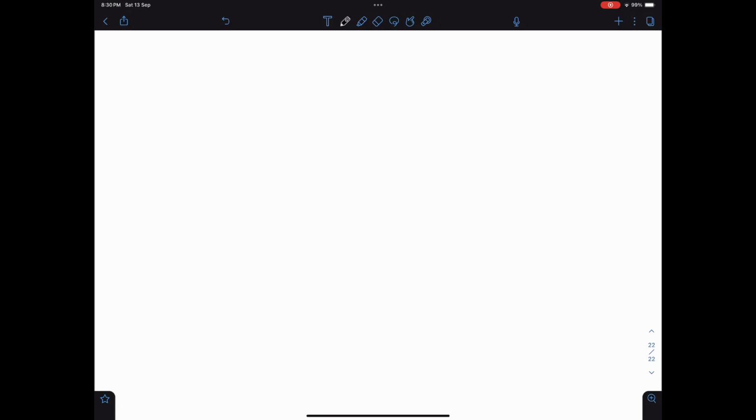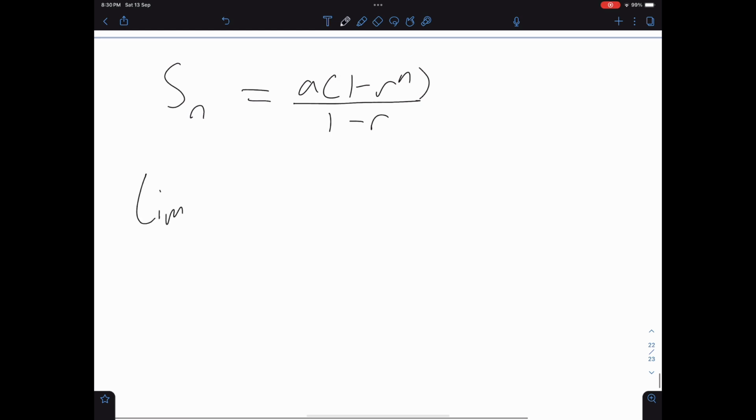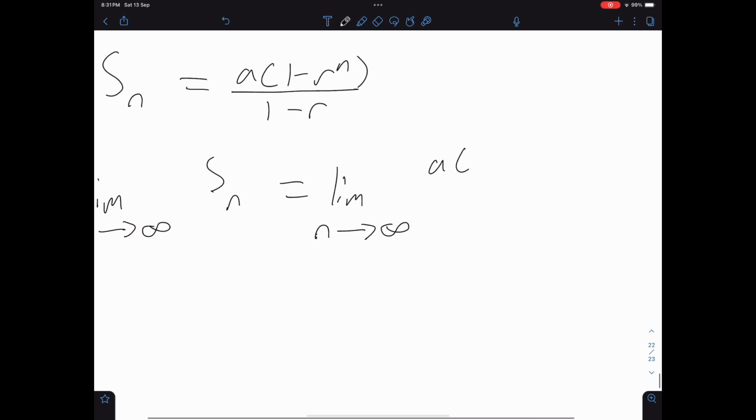So now on to the final bit in the series, the sum to infinity. Let's consider our sum of n in a geometric series. It's a(1 - r^n) over 1 - r. And remember, we're doing the limit as n approaches infinity of S_n. So that's the limit as n approaches infinity of a(1 - r^n) over 1 - r.